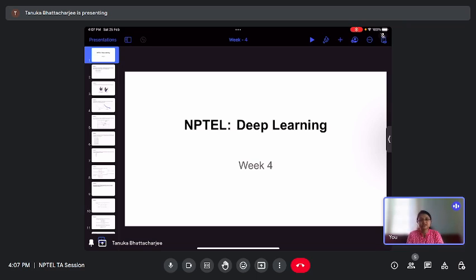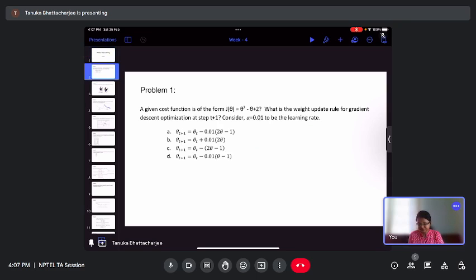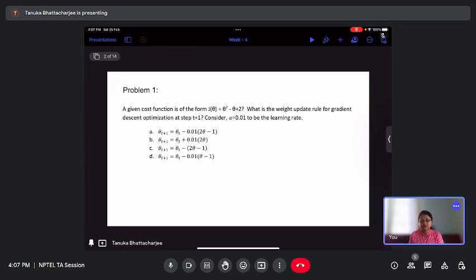So in today's class we will be mainly talking about problems on optimization and some basic neural network concepts. So let's get started. So the first problem that we have for today is on optimization perspective.